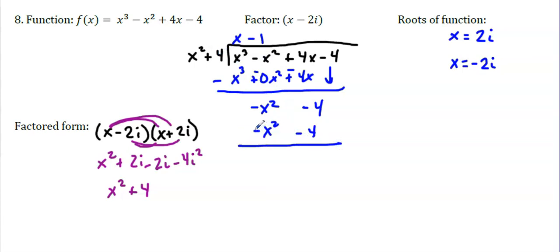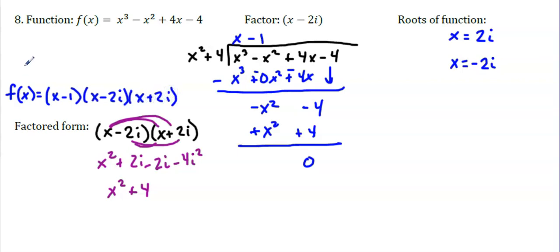So when I subtract, subtracting a negative turns into adding, I get 0. So since 0 is my remainder, then I know x minus 1 is a factor. My factored form will actually be f of x equals x minus 1 times the quantity x minus 2i times the quantity x plus 2i.